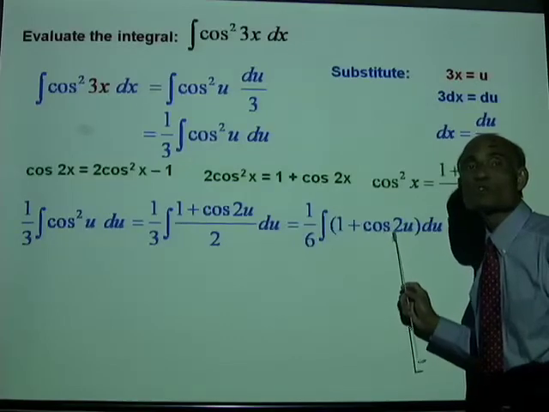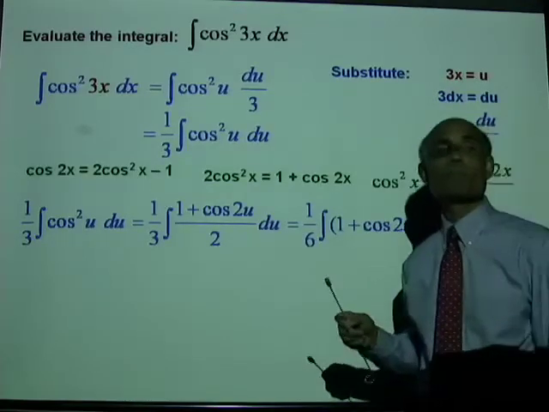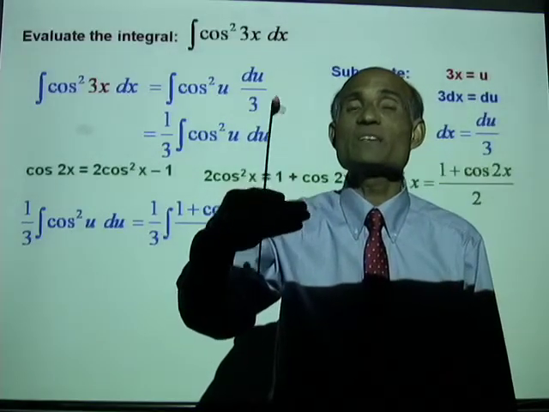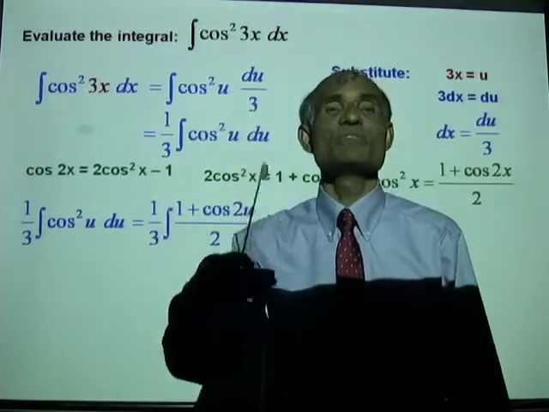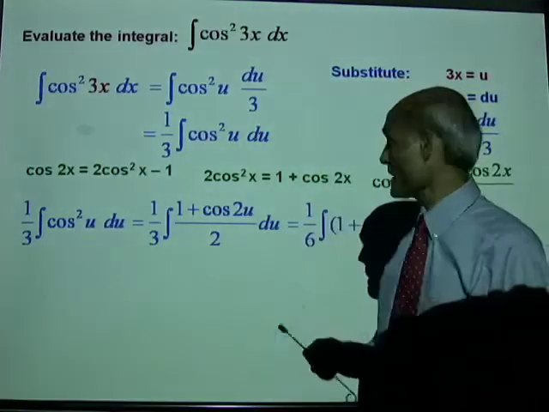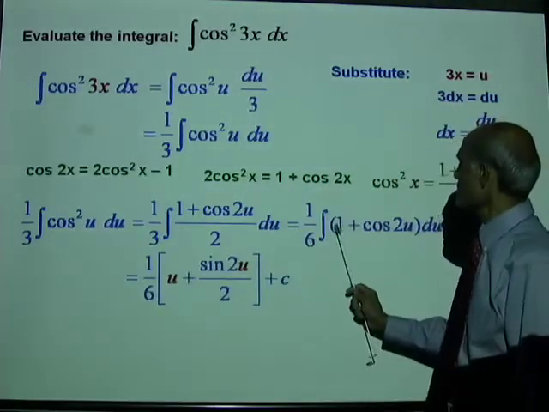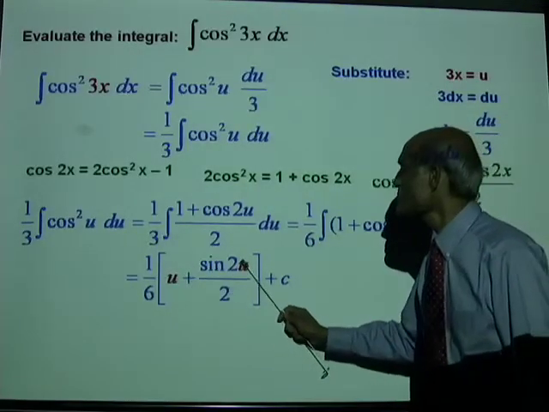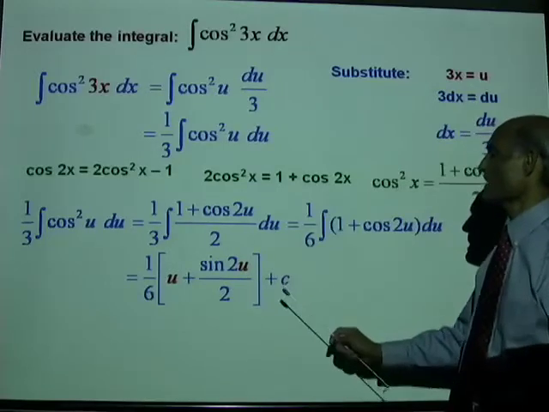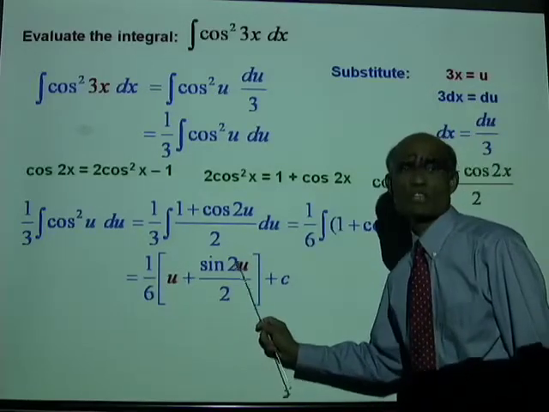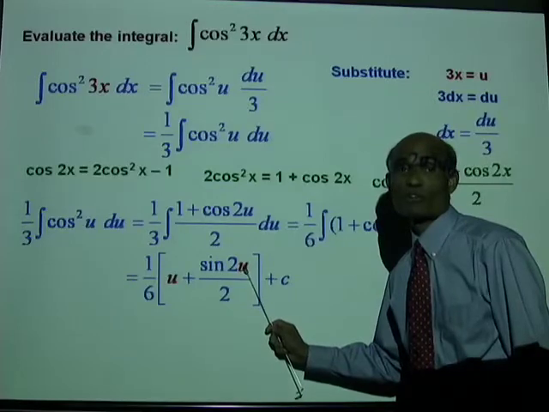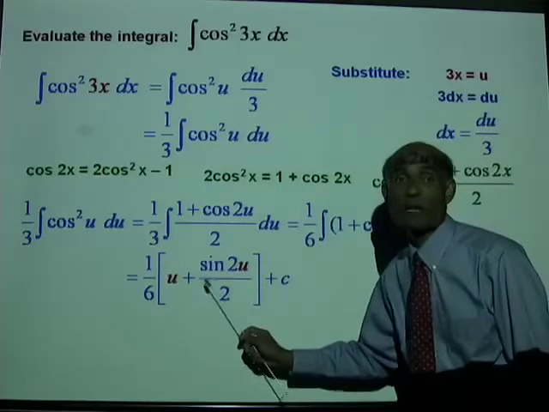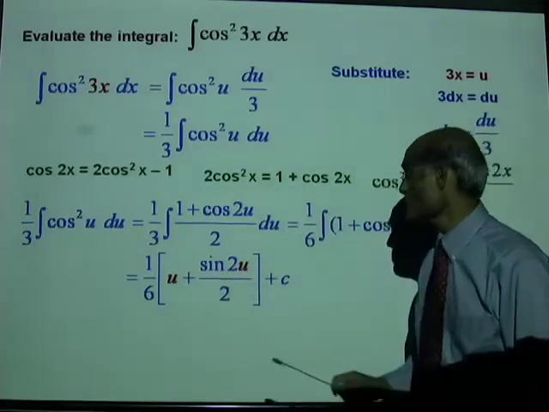What's integral cos 2u du? Integral of cos 2u du is sine 2u divided by 2. Don't forget that. So that will be u plus sine 2u divided by 2 plus c. Why have I colored these u's? Because our substitution is u equal to 3x. We need to bring that back here. So bring that u back.